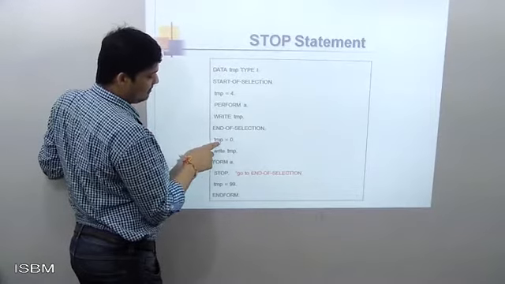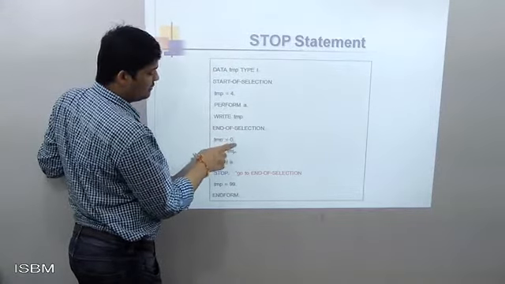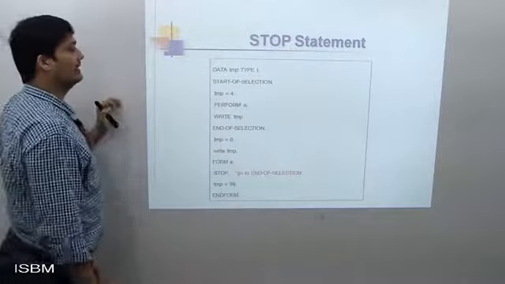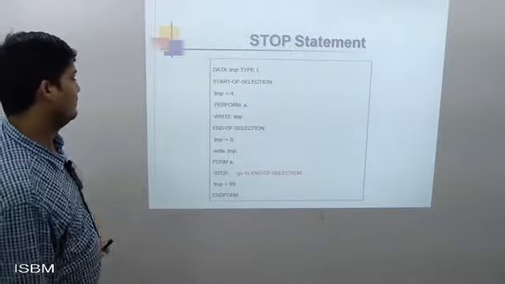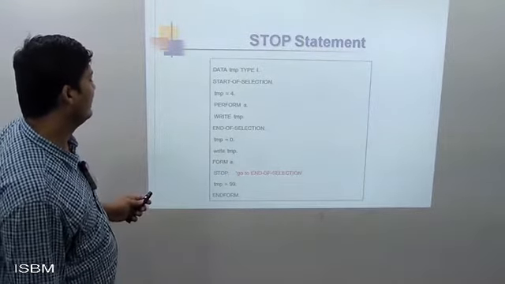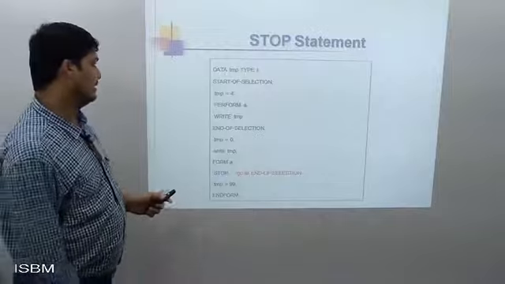So it finds temp equal to 0. The value 0 is inside the temp, so it will directly write value 0. So you can see the stop is nothing but an end of selection.